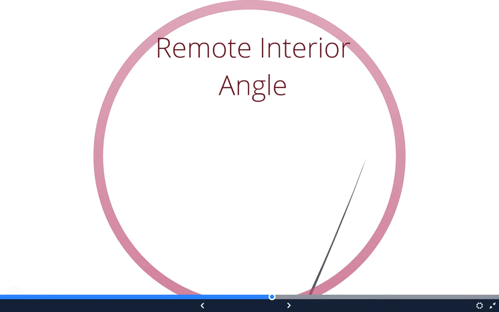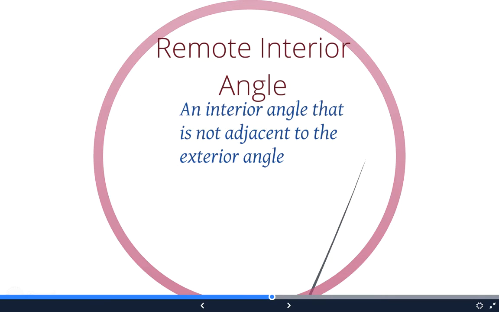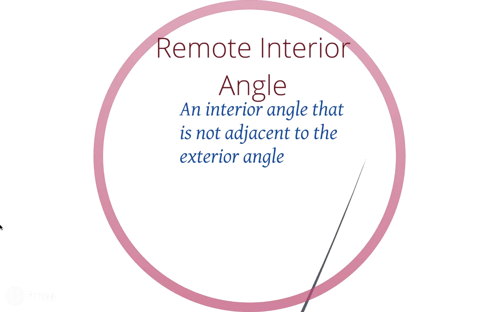Alright, now we have specific types of interior angles, and they are called remote interior angles. Now, remote interior angles are compared to exterior angles. So it's an interior angle that is not adjacent to the exterior angle, and we talked about the word adjacent. What does the word adjacent mean? Oh my goodness, you guys are so smart. An adjacent thing is something that's right next to it. So these are interior angles that are not next to the exterior angle, or the angles on the outside of the triangle.